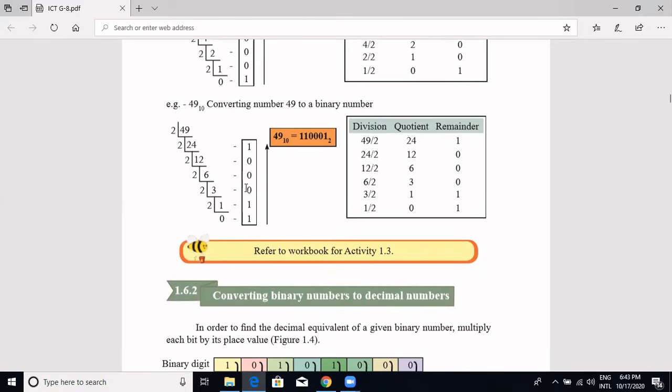But 3 when you divide by 2, it's 1 and there's a remainder because 3 is not an even number, 3 is an odd number. So 1 divided by 2, you get 0 and you have a remainder of 1. So that is all the remainders. You have to take them from bottom to top. 1, 1, 0, 0, 0, 1. Understood? So I will do one more question.